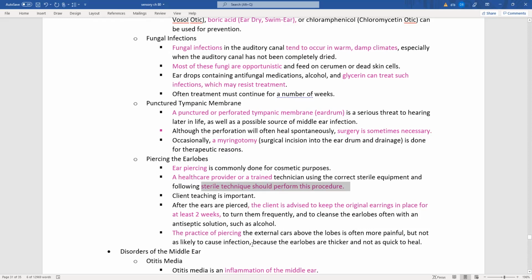So, in the practice of piercing, the external care above the lobes is often more common, but not as likely to cause infection, because the earlobes are thicker and not as quick to heal.